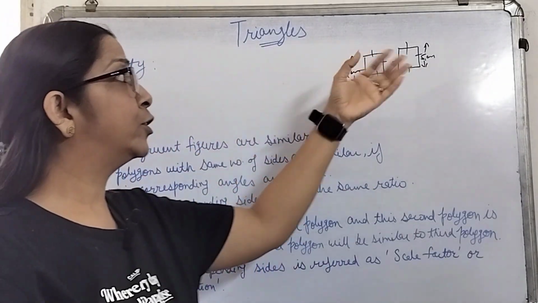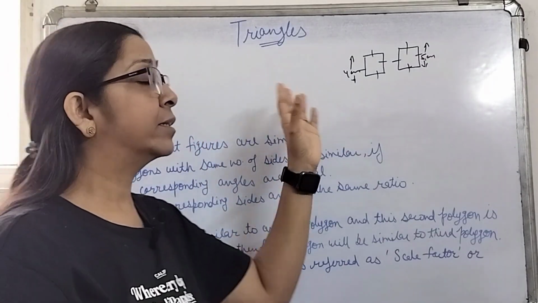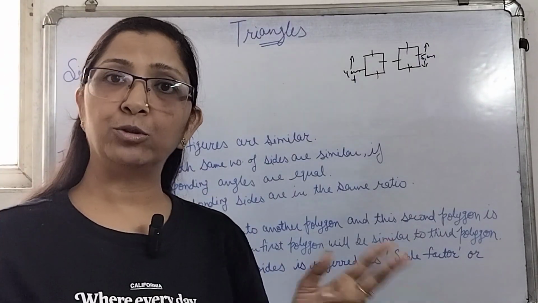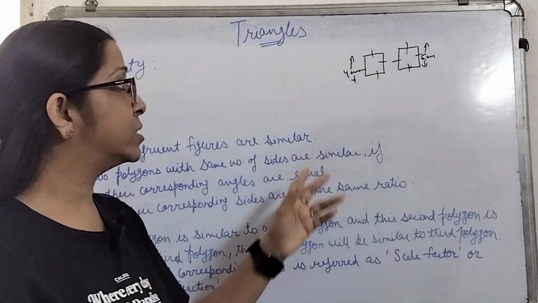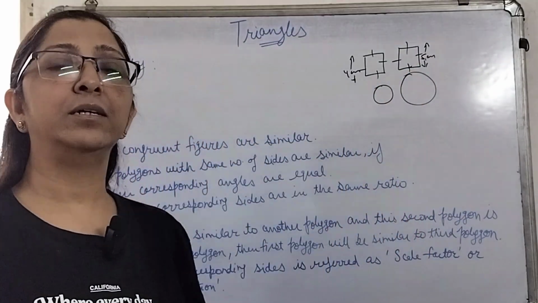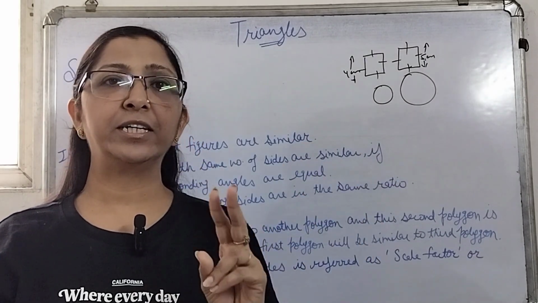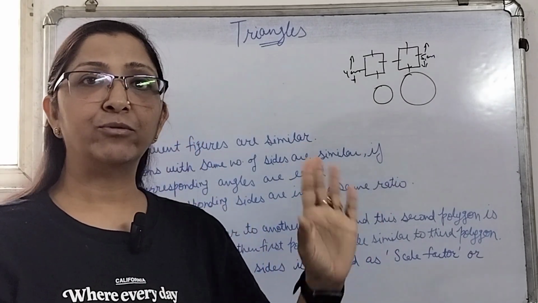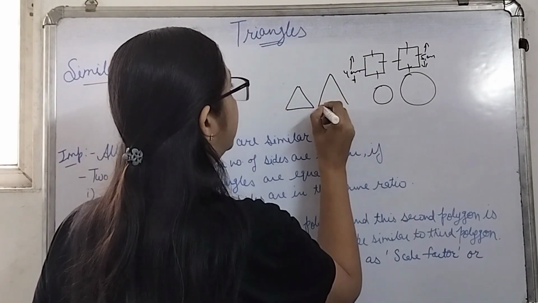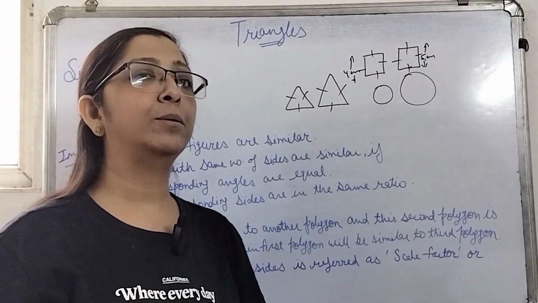So we can compare two squares together. We can compare two circles together. If we compare any two circles, they will be similar, although their radius could be different. One circle with radius 3 centimeter and another circle with radius 5 centimeter, both of them will be similar. Similarly, if we take two equilateral triangles, one with side 3 centimeter, suppose, and another equilateral triangle with side 4 centimeter, both the equilateral triangles will be similar.